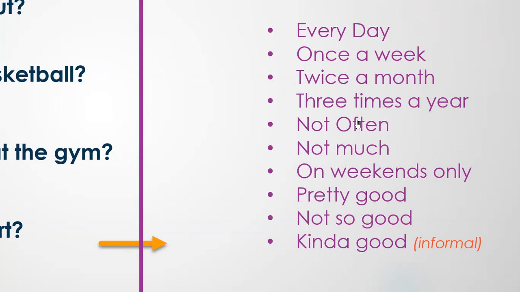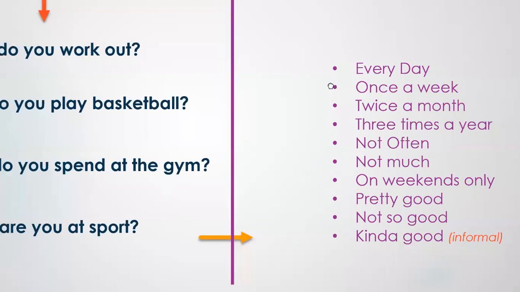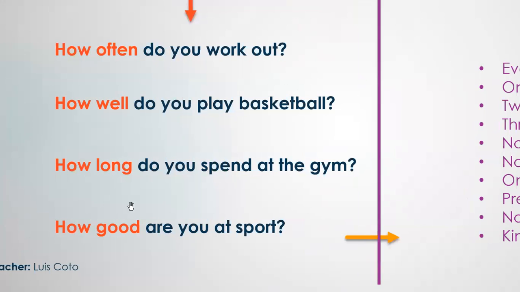Which one is the most appropriate for the number two? Which one? How well? Pretty okay. Very good. Pretty good. Yes. Correct. This one? Not so good. Not tan bien. Not so good. Or? Kinda good. Okay. What's kinda? Okay. Is so-so. This is informal. Okay. Kinda is informally speaking. Okay. Great. Okay. Good. Number three.